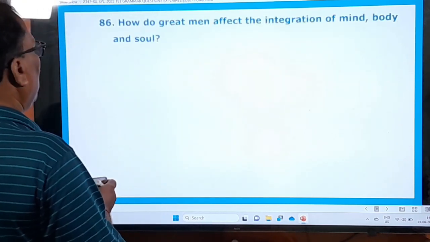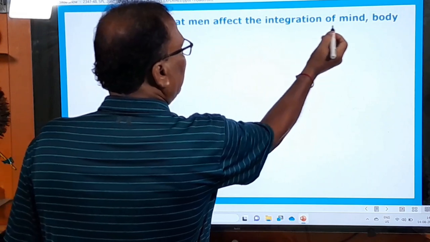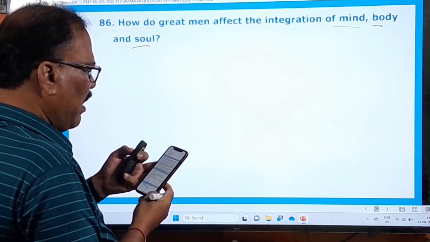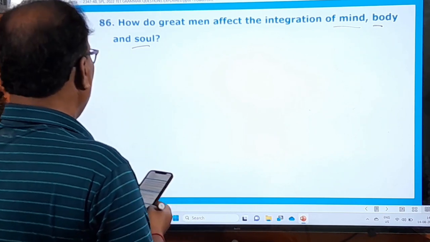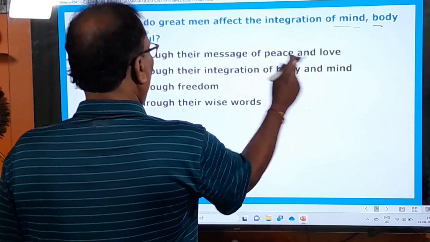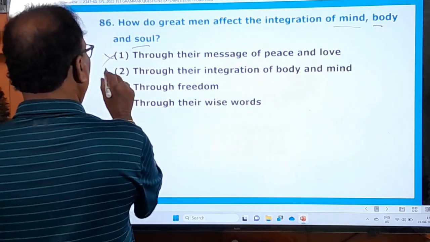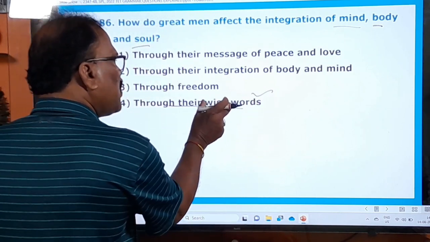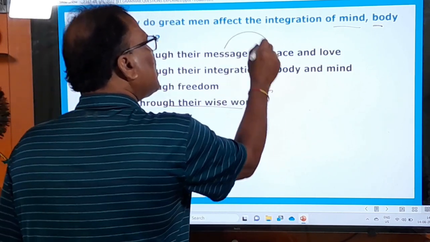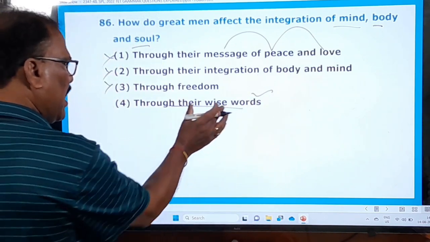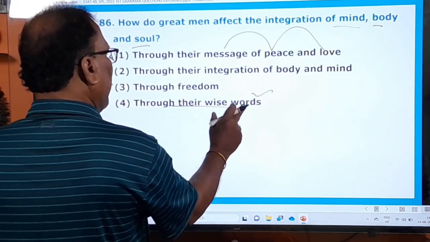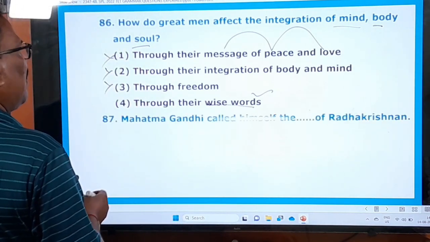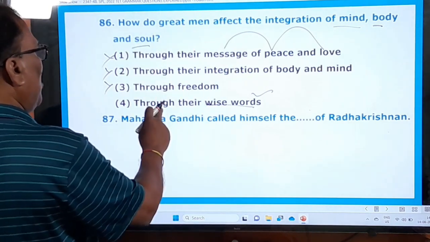Now, let us see the questions. How do great men affect the integration of mind, body and soul, according to the passage? Let us see the options. Through their message of peace and love? No. Through integration of body and mind? No. Through freedom? No. Through their wise words. And these wise words were delivered in the form of messages of peace and love, but that is very important. Through their wise words, this is the answer to that question. They affected the integration of mind, body and soul through their wise words.